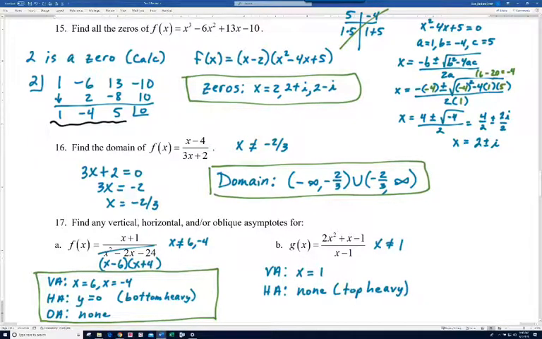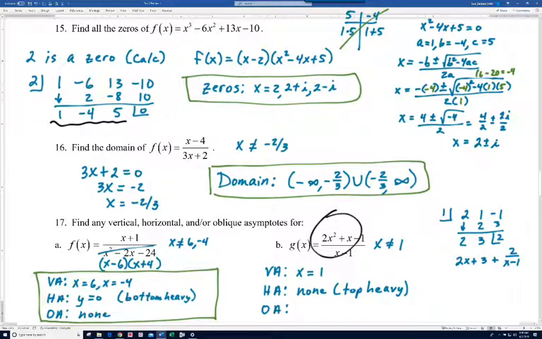Again, this was top heavy, that's why we didn't have a horizontal asymptote. So let's do the synthetic division. So we're dividing by x minus 1, so we're going to put 1 in the box. And so I've gone ahead and set this up, so let's drop the 2, and 2 times 1 is 2. When we add, we get 3. 3 times 1 is 3. When we add, we get 2. And so our answer here, when we do this division, is 2x plus 3 plus 2 over x minus 1. So basically all we did is divide this, and this was our answer.